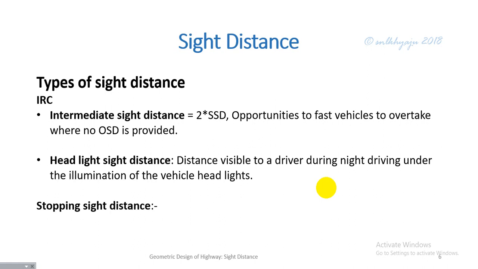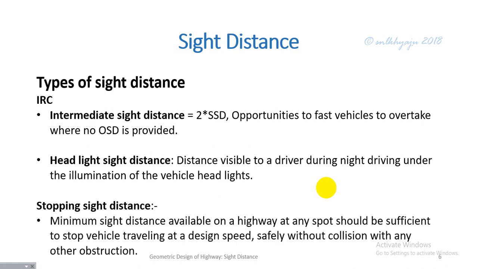Then stopping sight distance. Minimum sight distance available on a highway at any spot should be sufficient to stop a vehicle traveling at design speed safely without collision with any other obstruction. The absolute minimum sight distance is equal to stopping sight distance.